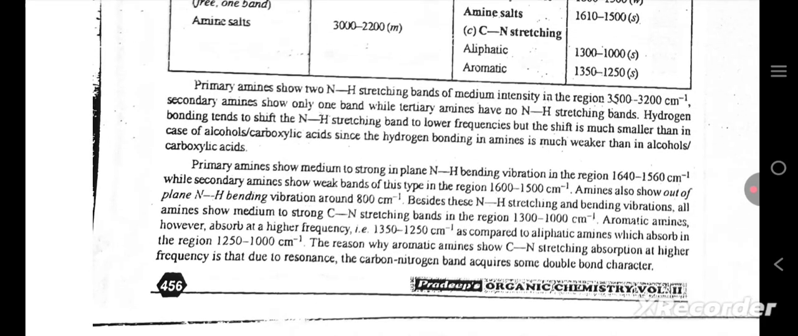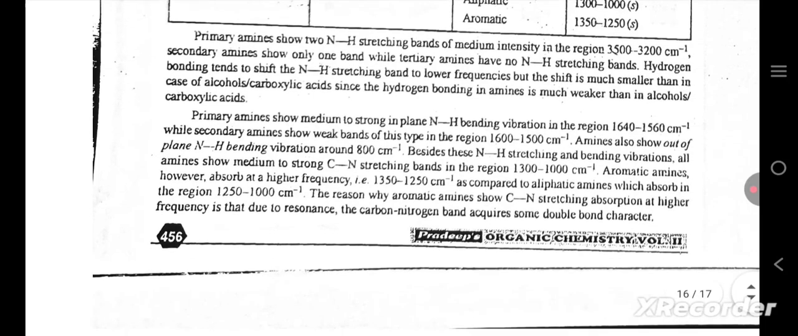Primary amines show two NH stretching bands of medium intensity in the region 3500 to 3200 cm⁻¹. Secondary amines show only one band, while tertiary amines have no NH stretching bands. Hydrogen bonding tends to shift the NH stretching band to lower frequency, but the shift is much smaller than in the case of alcohols and carboxylic acids, since the hydrogen bonding in amines is much weaker than in alcohols and carboxylic acids.